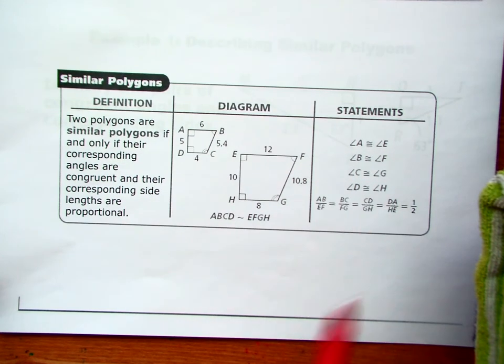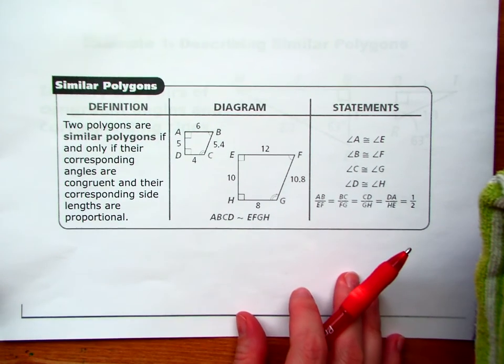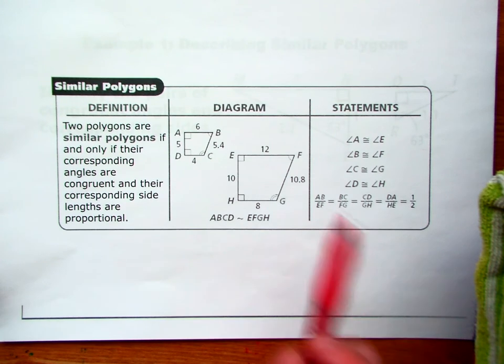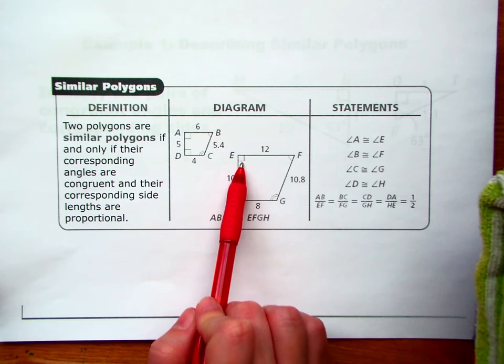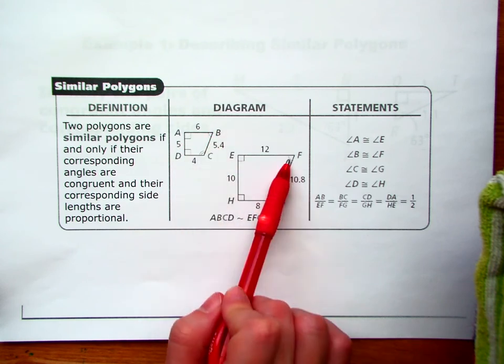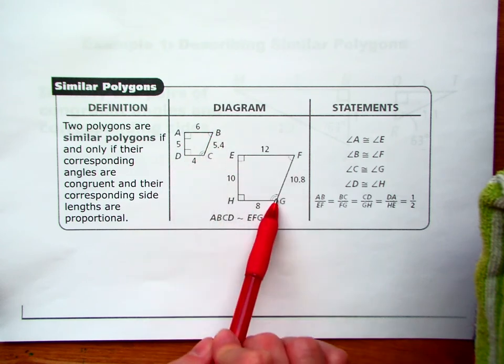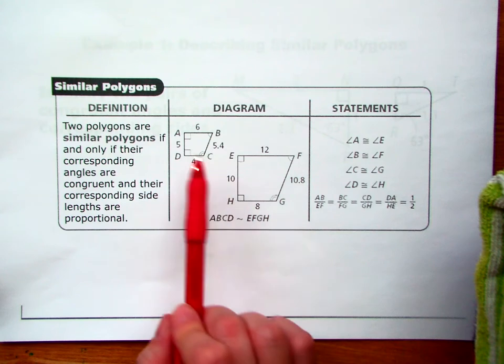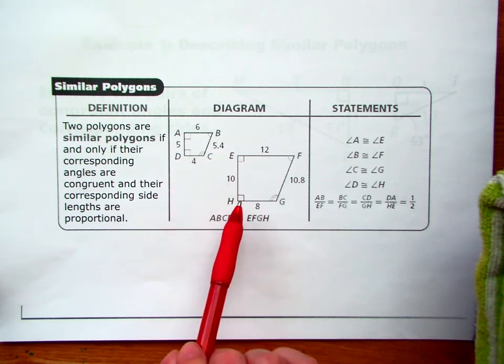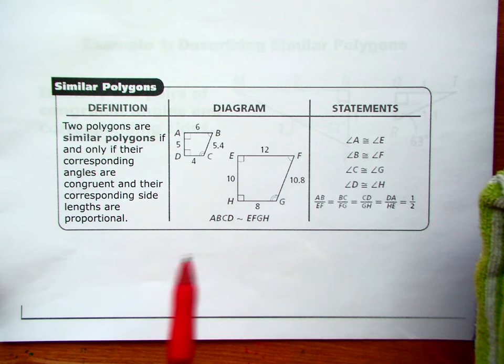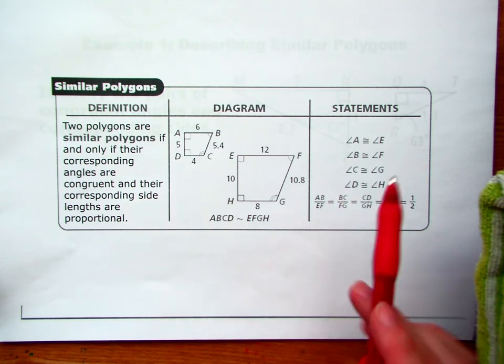If you have two polygons that are similar, then the corresponding angles have to be congruent. So the angles that go together: if you look here, angle A and E go together, so those two would be congruent. B goes with F, those two would be congruent. C and G are corresponding, those would be congruent. D and H are corresponding, and they would be congruent. So the corresponding angles would have to be congruent. And then one more factor.